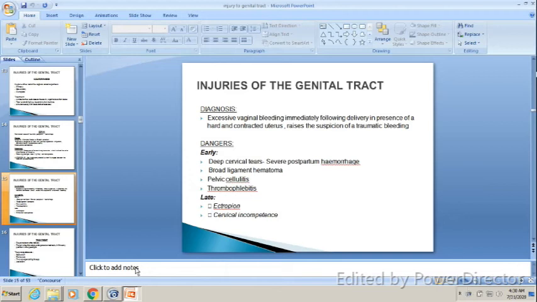Early danger: deep cervical tear can occur, severe PPH, broad ligament hematoma can form, pelvic cellulitis, thrombophlebitis. What can be the late complications? Ectropion. This is eversion of the cervix. The cervix gets everted. What is ectropion? Ectropion is eversion of the cervix.